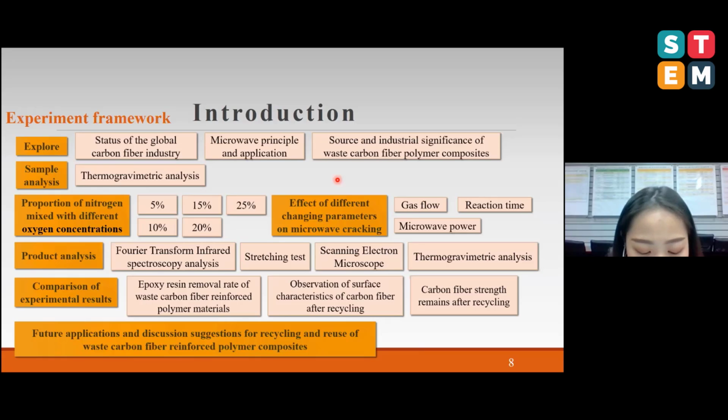Pyrolysis is a common method of recycling carbon fiber composites. Heat treatment in air can remove carbonized residues, but the fiber strength may be damaged by oxidation. So we explore the effect of oxidation. We explore the effect of oxygen concentration on the characteristics of waste carbon fiber.